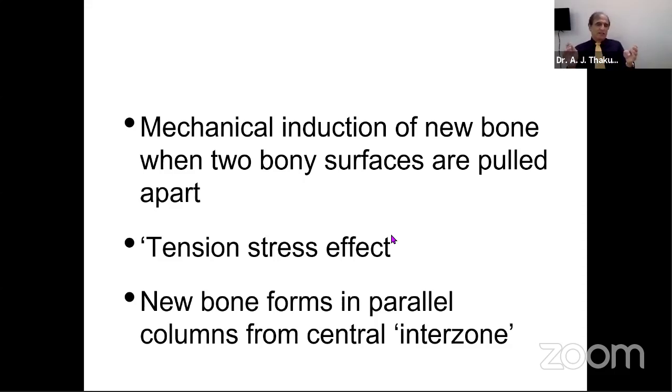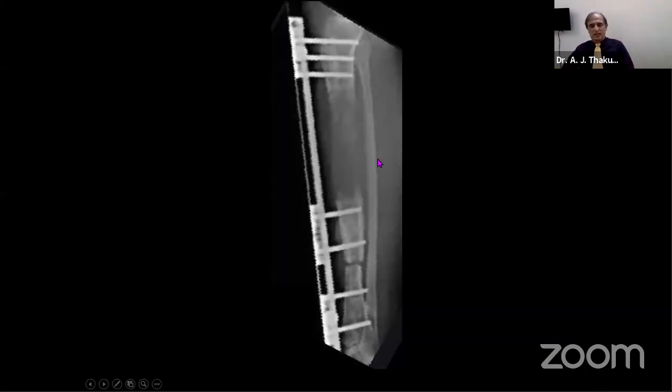Tension stress effect, which Ilizarov himself named: if you pull these two apart, then bone is formed. The bone formation is in parallel columns from the central interzone. You can see the bone formation starts from here and spreads to the other end. This happens because of a physis-like zone which generates at the two ends and then works up from here. But the recruitment of cells is at the intermediate zone.